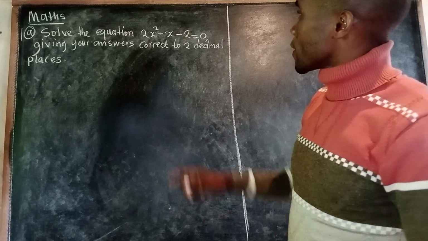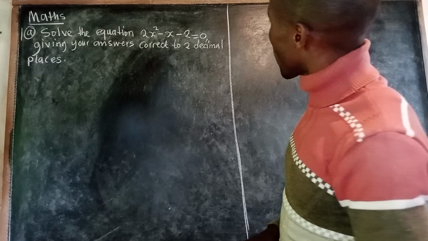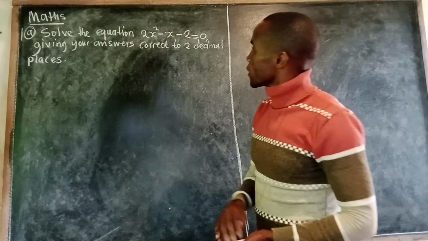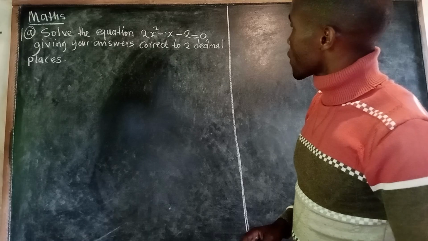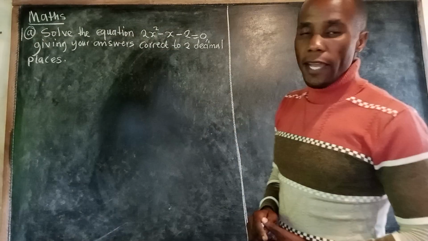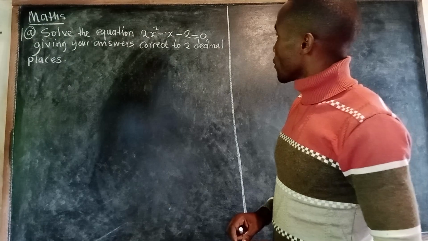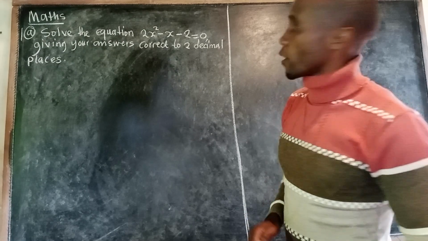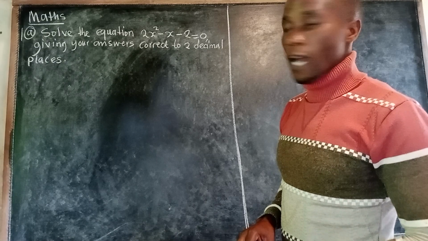Today we are looking at the question that is on the chalkboard, and this is our today's lesson. Okay, so quickly let me go through the question and see how best we are going to handle this particular question. Solve the equation 2x squared minus x minus 2 equals 0, giving your answers correct to two decimal places.